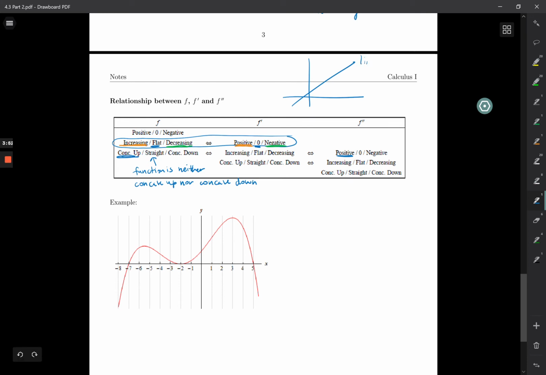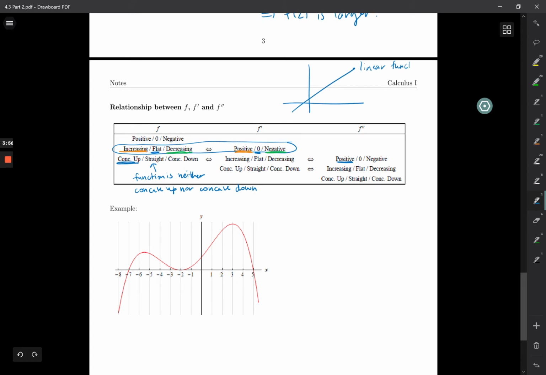So linear functions are the only type that are neither concave up nor down. So that is the answer to that question that I asked on the last handout.